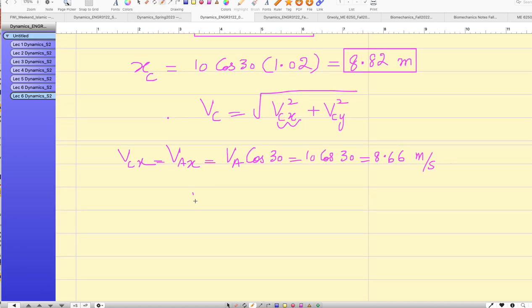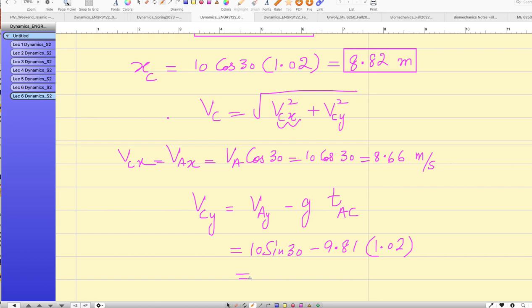So let me write down the equation. Final velocity VCY equals initial velocity VAY minus g times the time from A to C. VCY is unknown, and look, just one unknown. Everything else is known. We are happy. Are you guys happy? Yes. I'm happy too. So let me write down here 10 sine 30 minus 9.81 times 1.02. Just do the math and find out the answer. Do you get -5? Yes, -5.